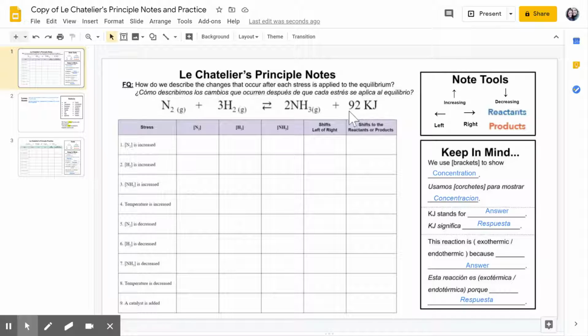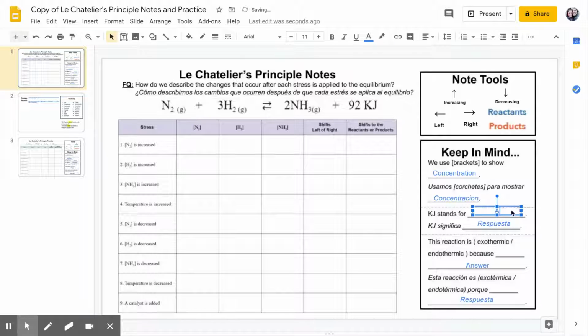You're also going to notice something that's not quite a molecule over here, 92 kJ. Down here, I want you to remember what kJ stands for. And if you don't remember, I'm going to tell you. kJ stands for kilojoules, okay? And kilojoules are a form of energy. They measure how much energy is in a reaction. And kilojoules is the same in Spanish and in English. Kilojoules.